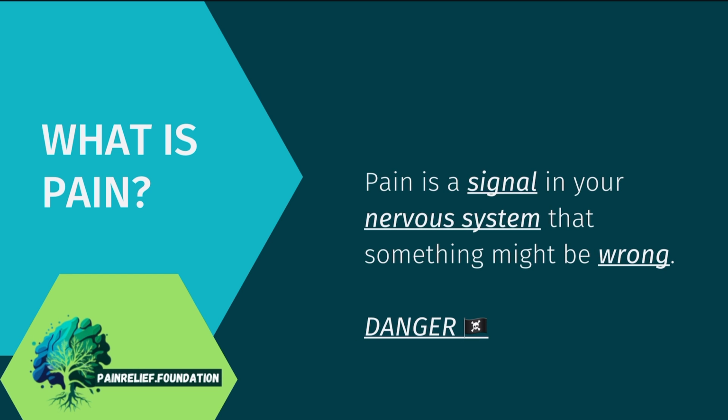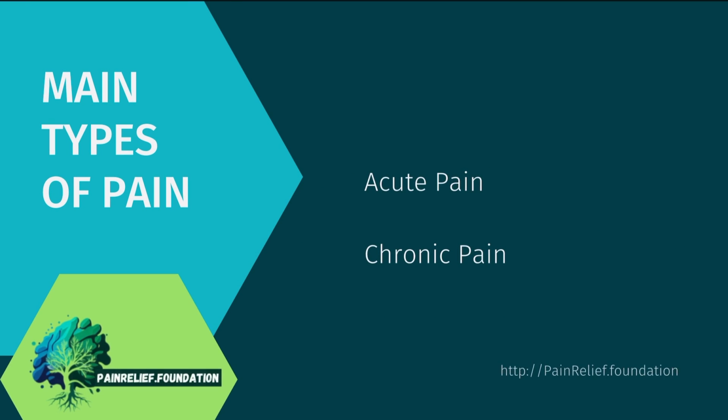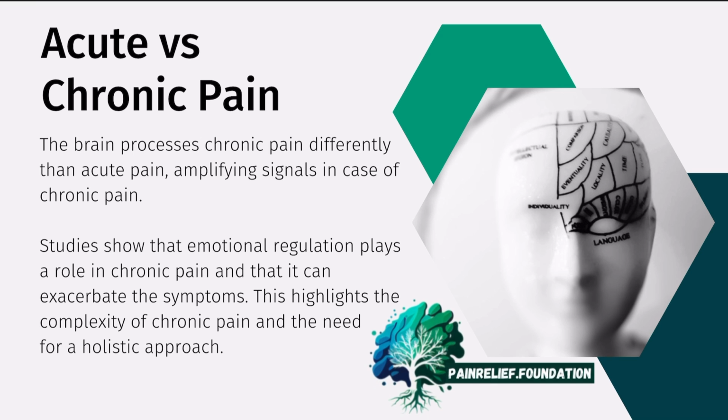So let's get started. We have been talking about pain a lot, and that pain is a signal in your nervous system that something might be wrong. So it's a sensation basically. And as you know, there are two parts of pain. There's the acute pain and the chronic pain. And in this video, we're going to focus on the acute pain. This is, I think, very clear to understand for everybody, but I want to make it very precise. What is the difference between acute pain and chronic pain?